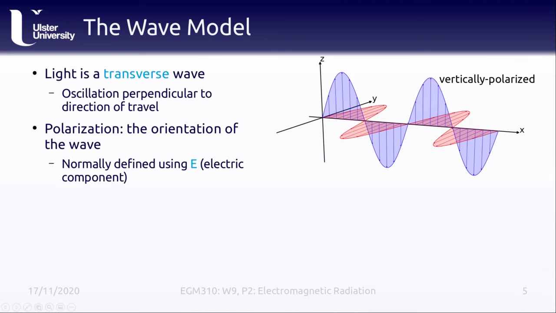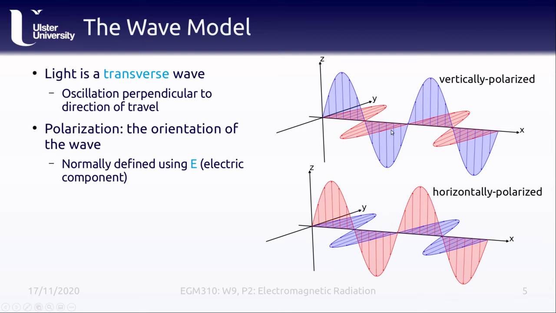In this top example, the wave is vertically polarized. The electric field is propagating along the x-axis, oscillating in the xz plane. In the second example, the electric field is still propagating along the x-axis, but it is oscillating in the xy plane. We would say that this is a horizontally polarized light wave. Light can be polarized at any arbitrary angle. It can even have a circular or elliptical polarization where the plane is rotating around the direction of motion.